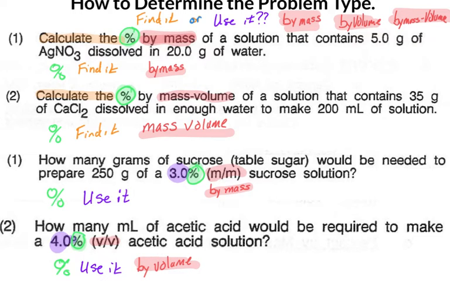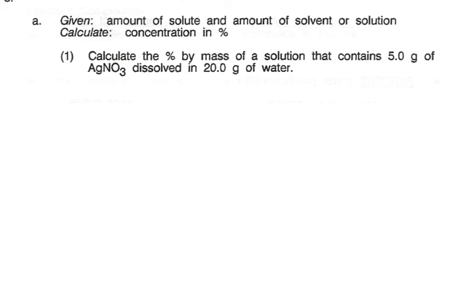Once we have all of that information, we can now set up the questions, and we'll do those one by one. Okay, so let's apply the process. First, we find out what type of problem it is, and we see that it is a calculate the percent problem. We see that that means it's a find the percent problem, and finally we see that it is by mass.